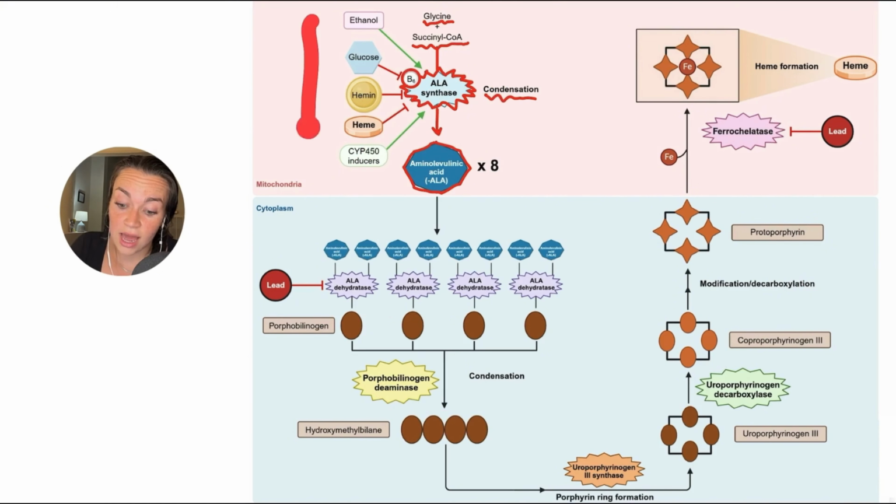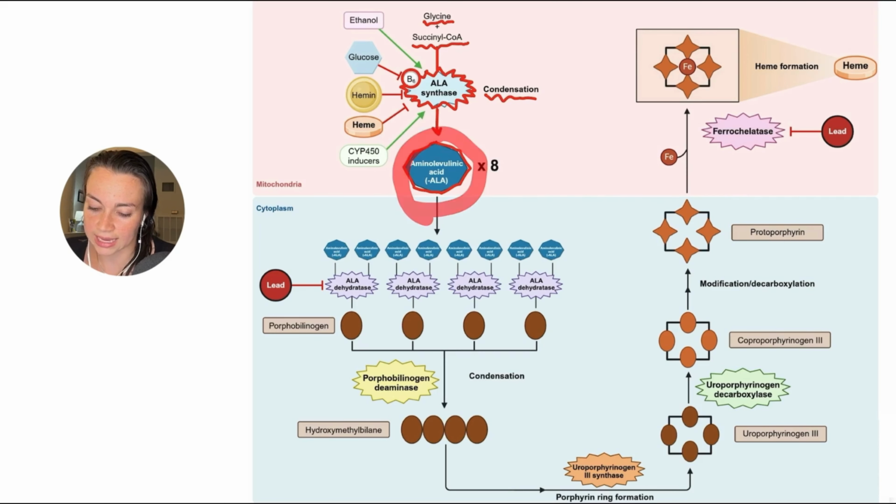As you can see, there are a lot of regulatory players of this step, and we'll talk more about that in the future. Okay, so we did our rate-limiting step with ALA synthase, and we created this aminolevulinic acid, this ALA. Now, if you see our diagram here, each of these little things here is an ALA. We're going to need a lot of ALAs to go about doing heme synthesis.